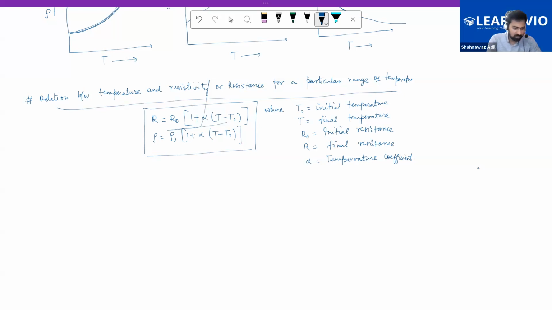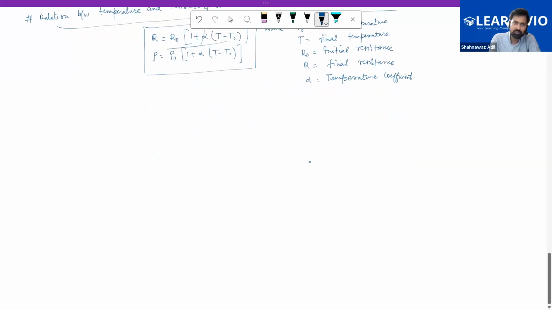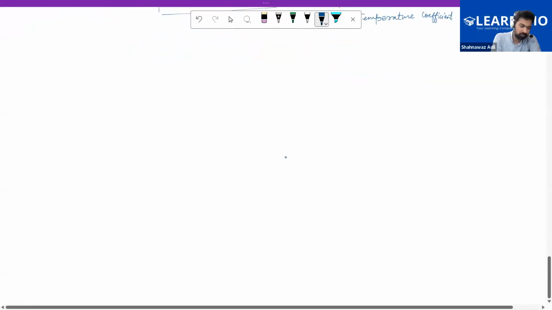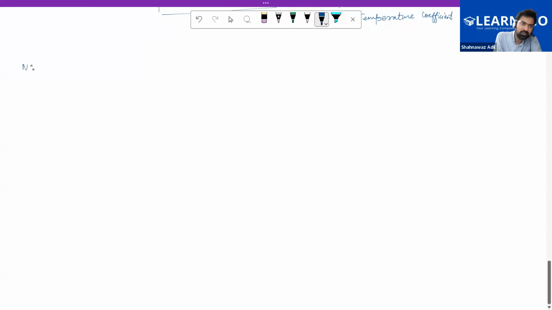Okay, so let us do a question, and this is in the NCERT example 3.2. So what is given? An electric toaster uses nichrome for its heating element. When a negligibly small current passes through it, its resistance at room temperature, which is 27 degrees C, is given. The initial resistance is 75.3 ohm.